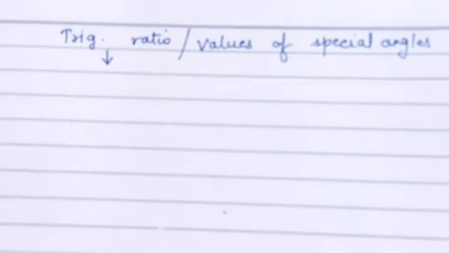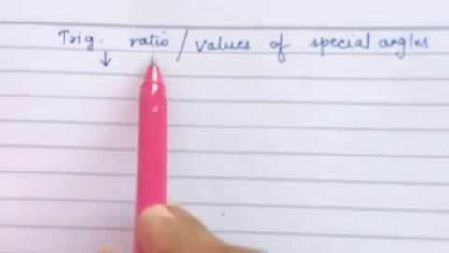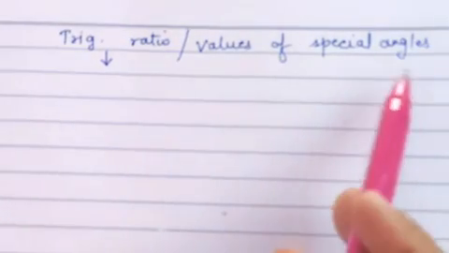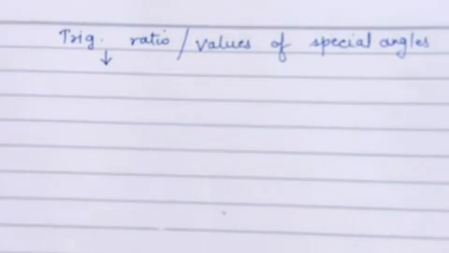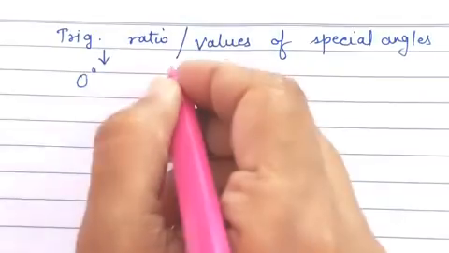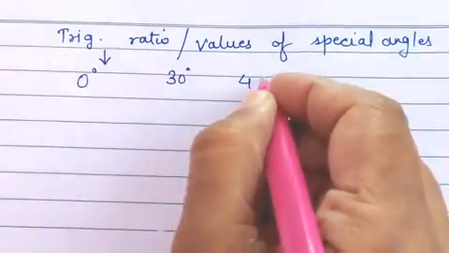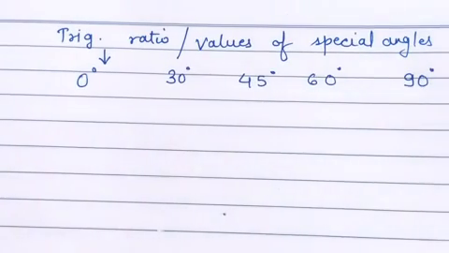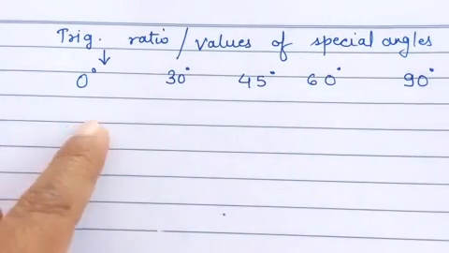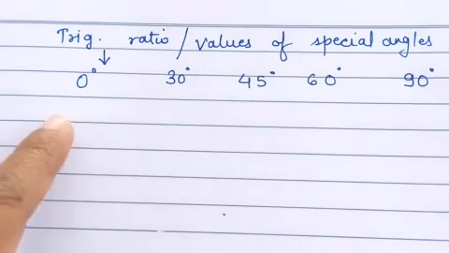Dear children, this is our third session of trigonometry as a mathematical tool, and in this lecture we are going to study trigonometric ratios or values of special angles. As we all know, in 10th class we have studied some special value angles such as 0 degree, 30 degree, 45 degree, 60 degree and 90 degree. So I am trying to make a chart for your proper understanding.